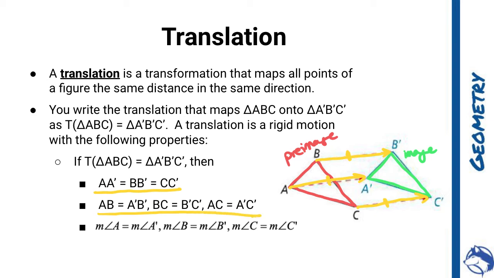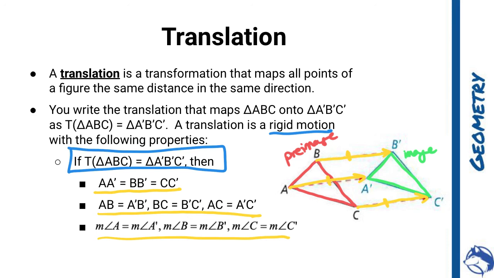AB is equal to A prime B prime, BC is equal to B prime C prime, AC is equal to A prime C prime. Same thing with all of the measures. So what's nice is that this preserves distance and everything goes in the same direction. This is, once again, a rigid motion, which is very nice. One note here is that the notation is important. So if I do this right here, it's T for translation of triangle ABC is equal to triangle A prime, B prime, C prime, because A prime, B prime, C prime is the image.